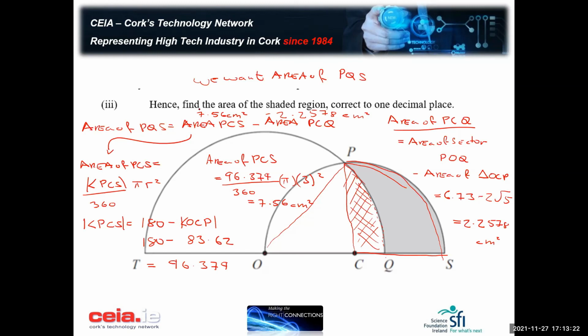So therefore, the area of PQS, drumroll, the area of the dark shaded region there, is 7.56 centimeters squared minus 2.2578 centimeters squared, and that is equal to, so the area of PQS is 5.3 centimeters squared.